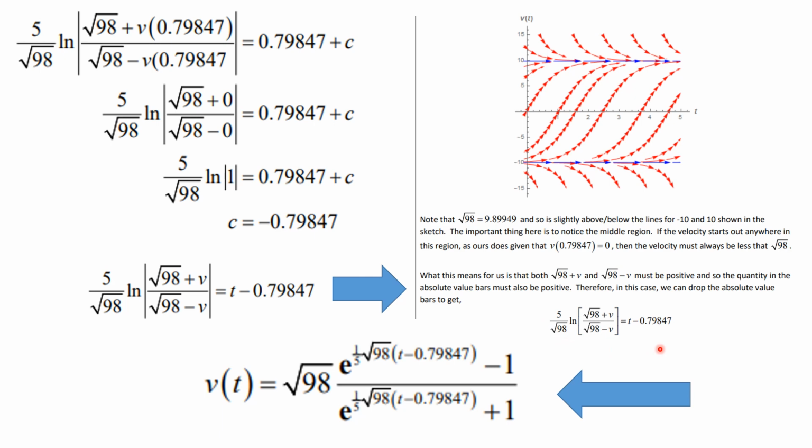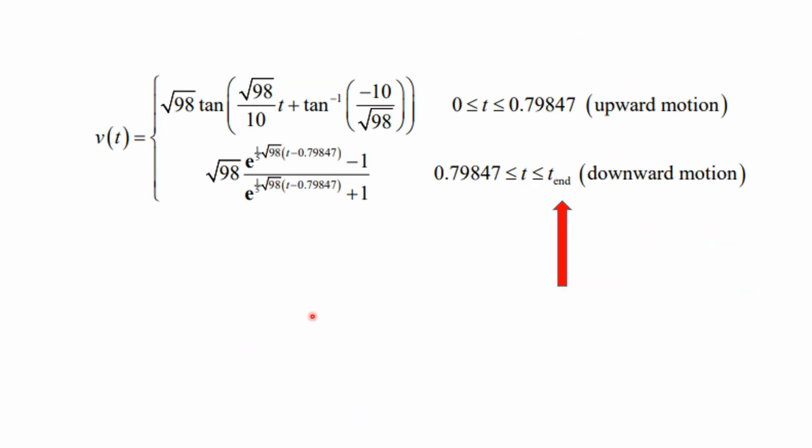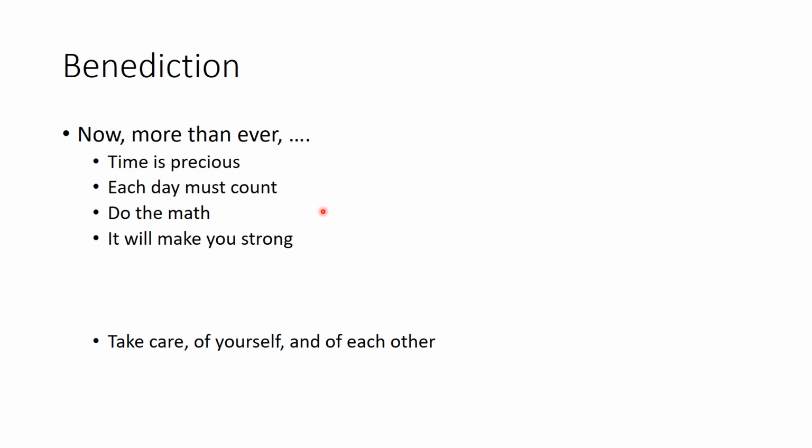Now, solving for v is some algebra that you really want to practice, but this is what you get for v of t. And again, this was going down. So going up, we have this expression. Going down, we have this expression. And if you want to find out when it hits the ground, there's more algebra that you can solve, but I am not doing that algebra right now.